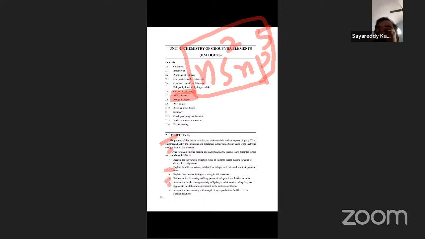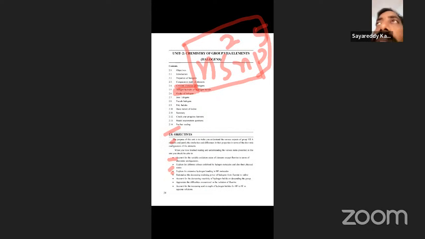We are also discussing, in the objectives of this lesson, the increasing acid strength of hydrogen halides from top to bottom. Oxidizing power decreases, while acid strength increases from HF to HI in aqueous solution. So these are the objectives covered in this lesson. What is the general electronic configuration? ns2 np5 is the general electronic configuration for halogens, the 7A group elements.